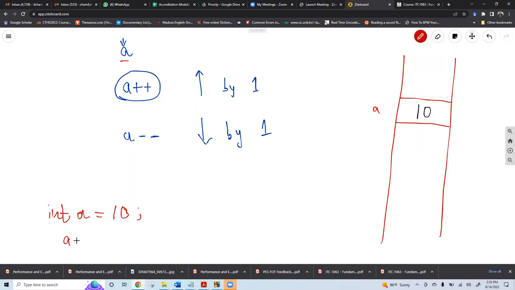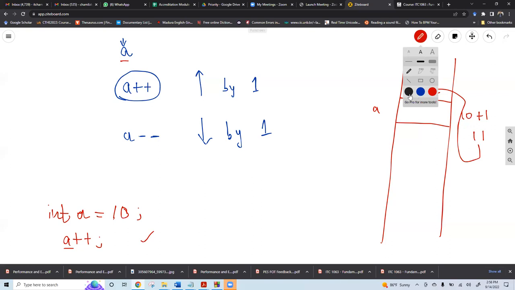Then if I say A increment. This is unary. I can just use this operation only on A. So this is correct, and it will operate on A. Go to A and take the value and increment the value of A by 1. How to increment? It will take the value 10 and then increment by 1. What is the answer? 11. And then put that value back here. So now the value would be 11. Increment by 1. So that is the increment.